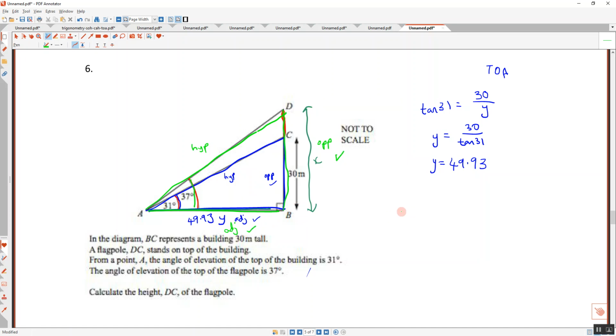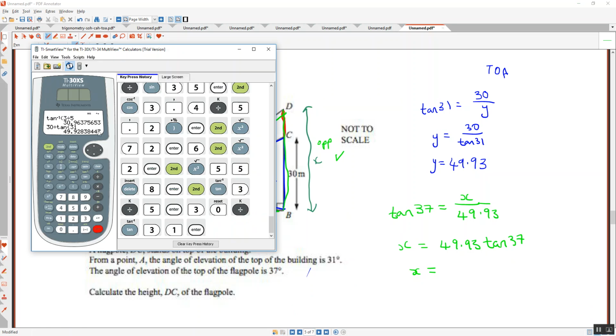So again, opposite and adjacent, I'm going to use tan. So tan of the angle 37 is equal to opposite, which is x, over adjacent, which is what we just worked out, 49.93. So x is equal to 49.93 multiplied by tan 37.